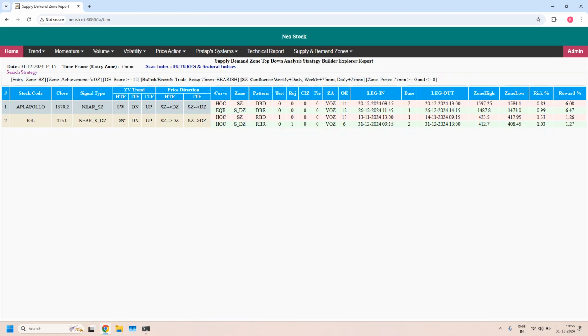In these 2 stocks, these 75-minute supply zones are part of the daily supply zone, both together again part of the weekly supply zone. And the weekly trend is down for only one stock. If this is having weekly EMA confluence, it is an even higher probability trade setup supported stock. Let us verify.